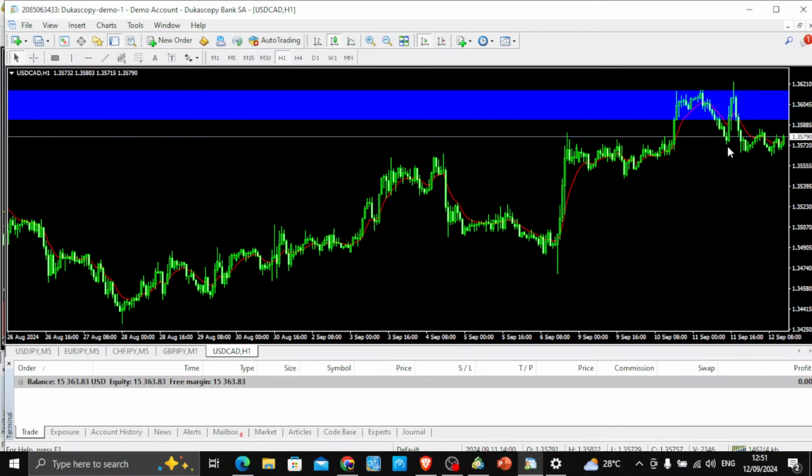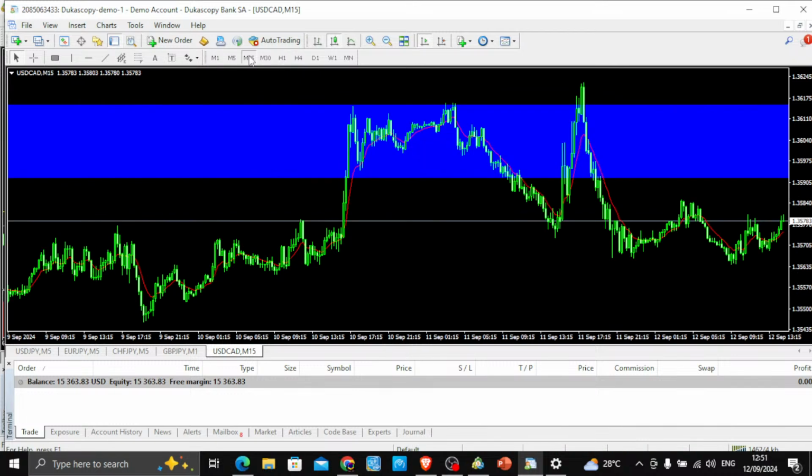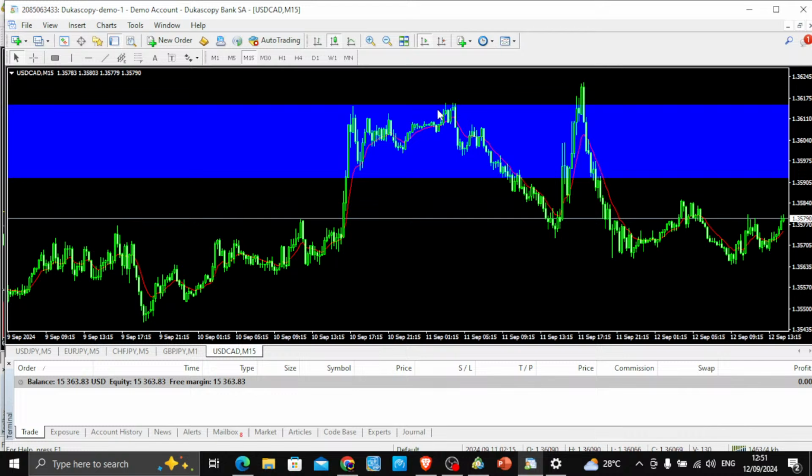This is the previous one here, which has been taken out. Another bearish signal. Let's go to 15 minutes. On 15 minutes, this was the previous high. The previous high was taken out, but look at, immediately it was taken out.